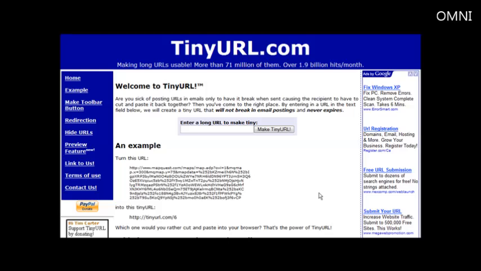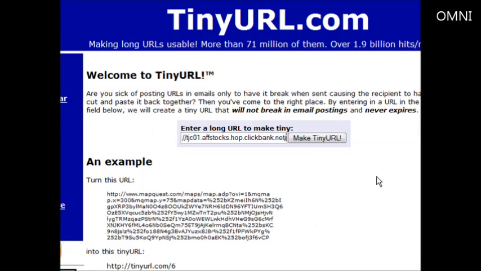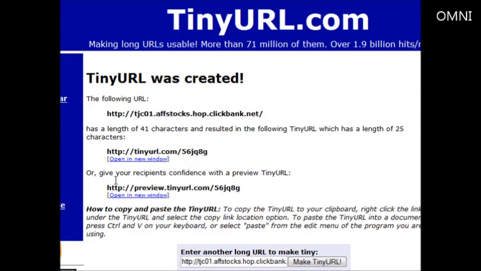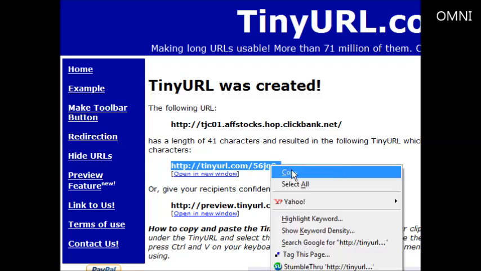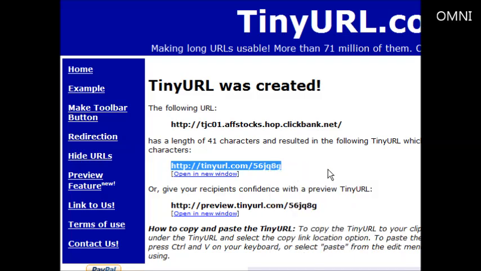One of the easiest ways to do this is to use a service like PinURL or TinyURL. Just go to their site, and all you have to do is enter your URL in here and then click Make TinyURL. Now what it does is it creates a URL that looks like this, and you can put that in there because nobody is going to know what you're promoting by looking at this. So that's the first way to do it. Just highlight it and copy it, and you now have a masked link.